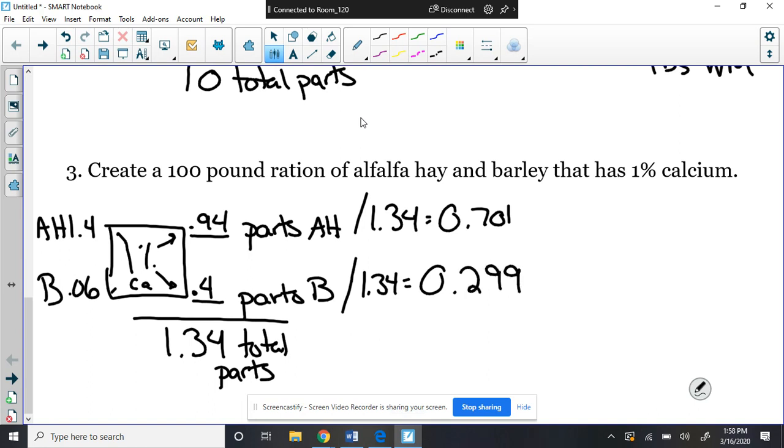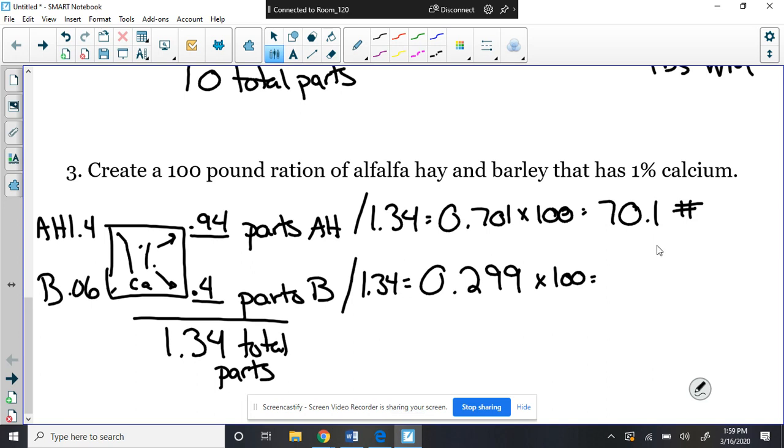Again, if I was worried, I could quick check this by adding these two numbers up. I know by looking at them, they're going to add up to 1, and that's what I want. Okay, my last step then, I need to multiply these by the desired weight, aka how much am I trying to create, which in this case is 100 pounds. So I'm going to multiply these by 100. If I multiply 0.701, I'm going to get 70.1 pounds.